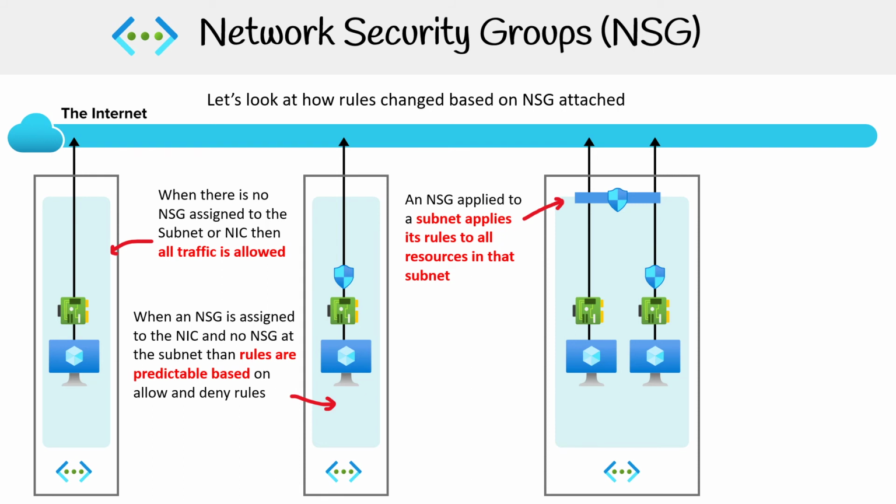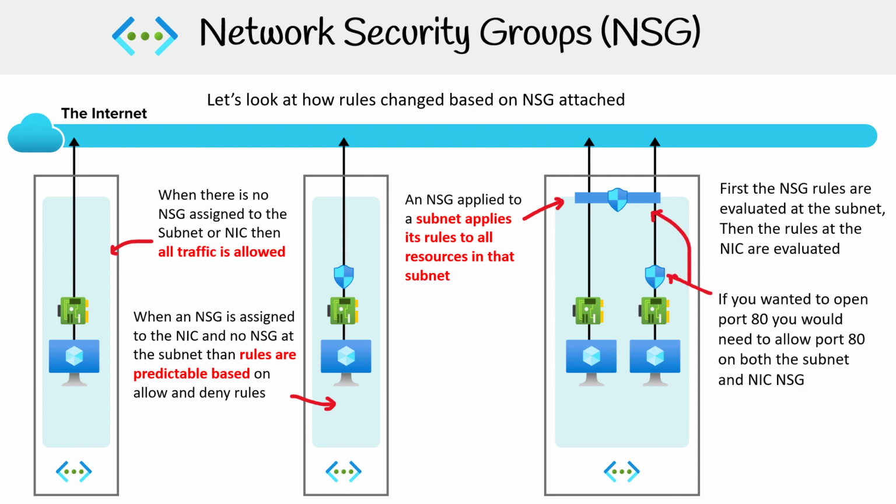But the last one is the interesting use case, because the first NSG rules are evaluated at the subnet, and then the rules in the NIC are evaluated. So if you want port 80 to be open, you actually have to open it on both. Otherwise, it's going to get stuck on the first one. So if your subnet has port 80 closed, and then your NIC has port 80 open, it just can't reach it. So they both have to be open. So there you go.